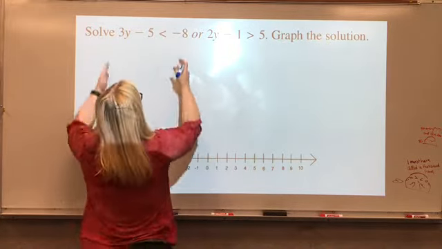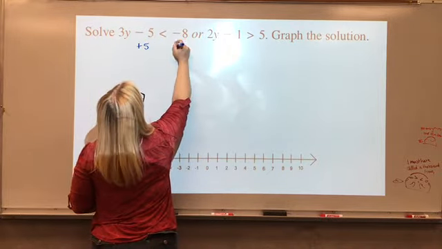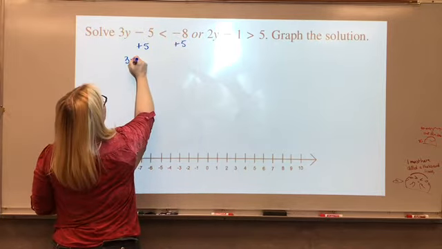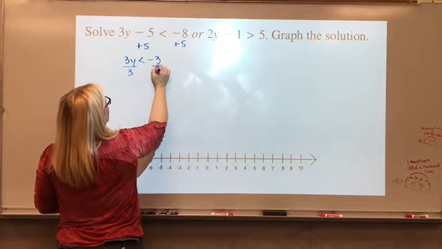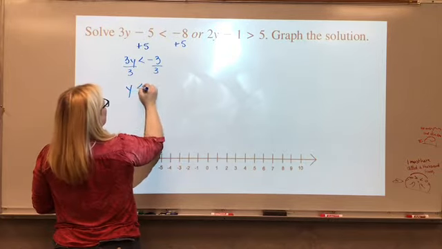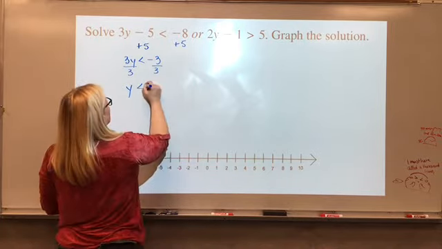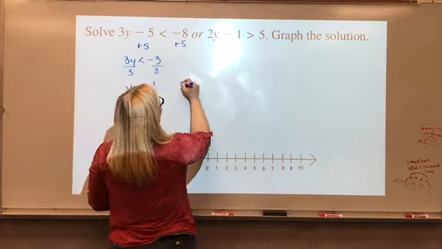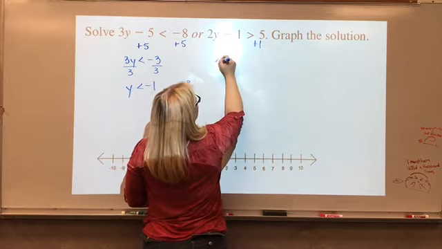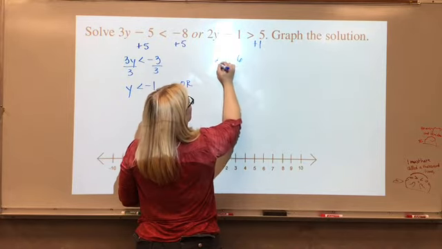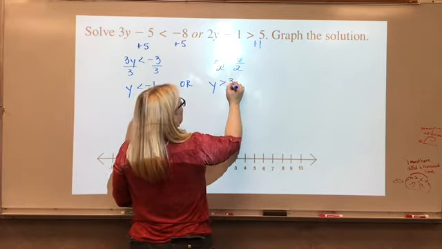All right, so this one right here, I'm gonna add 5 to both sides, and I get 3y is less than negative 3, divide by 3. I don't change the sign. Even though this one's negative, I'm not dividing by a negative, so I don't change the sign. So there's that, and then I have or. I'm gonna add 1 to both sides. I have 2y is greater than 6, divide by 2, and I get y is greater than 3.